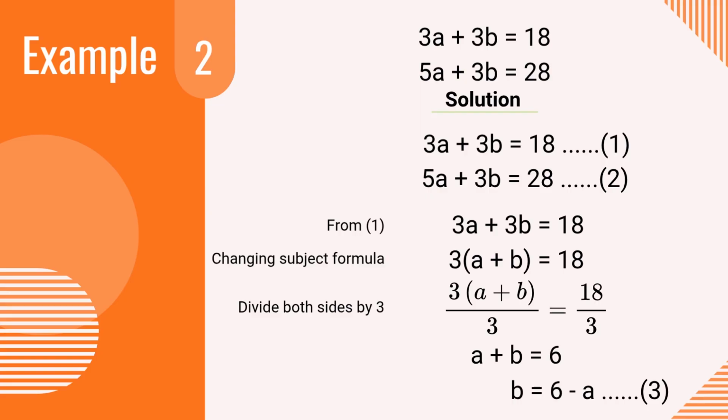So, what is the next step? You divide both sides of the equation by 3. You now have 3, bracket open, a plus b, bracket close, all divided by 3, equal to what? 18 divided by 3. So 3 can cancel 3 on the left-hand side to leave you with a plus b, and also 18 divided by 3 on the right-hand side is equal to what? 6. We now have a plus b equals what? 6. Making b the subject of the formula, simply by taking a to the right-hand side and the sign will change. So we have b equals what? 6 minus a, and we call it equation 3.